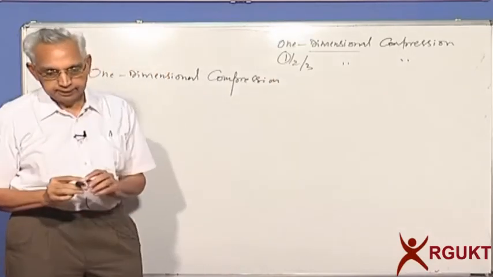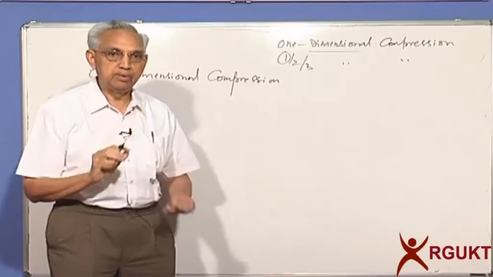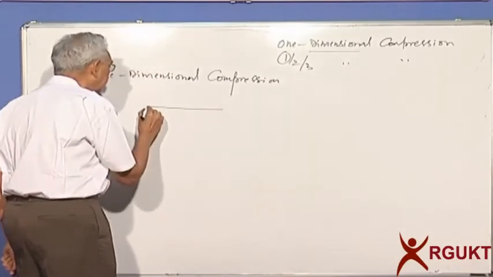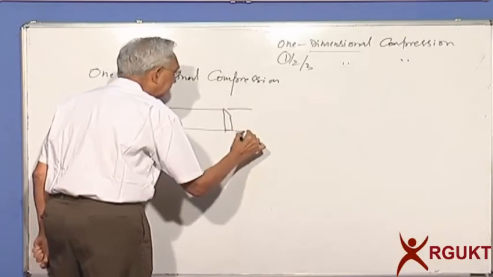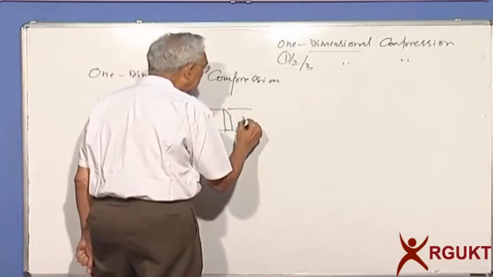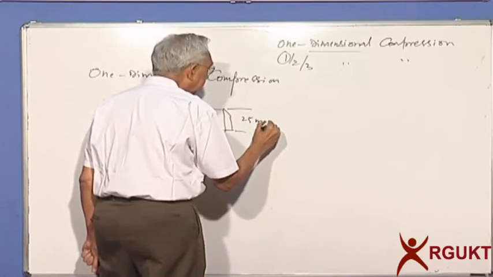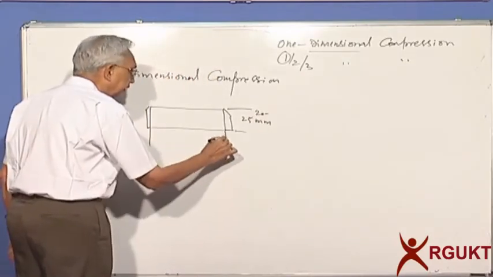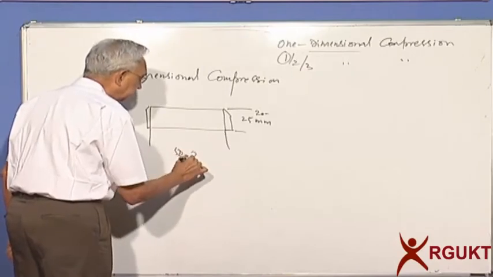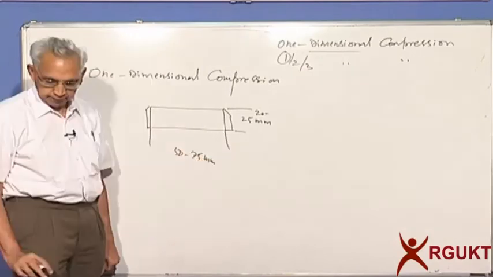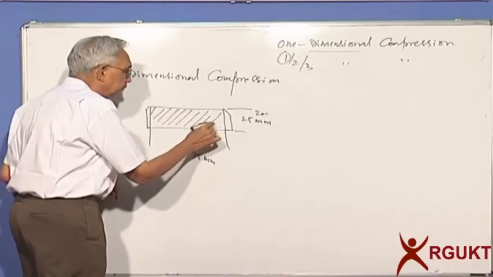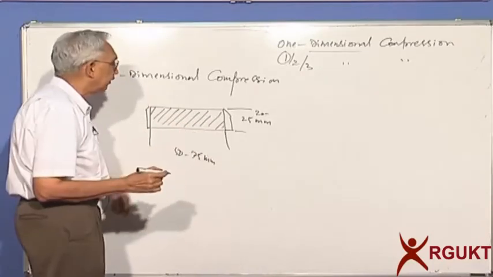In order to do this, we need to take a very small sample. So I take a steel ring. The thickness is hardly maybe something like 25 millimeters. Usually we have 20 to 25 millimeters, and the diameter could be 50 to 75 millimeters. You put the soil here. You can prepare a sample or push the ring into the ground and get it.